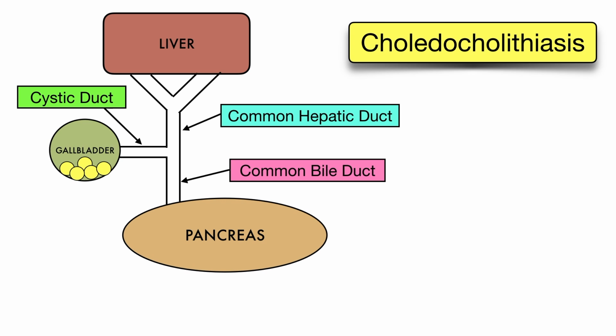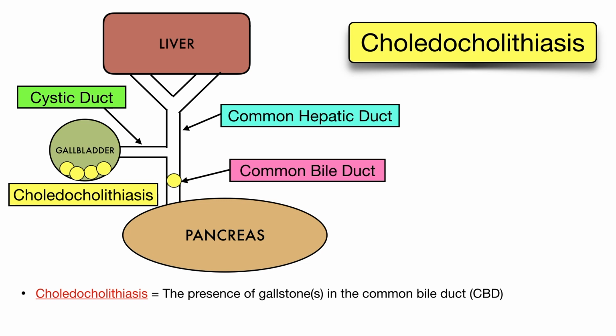And again, the medical terminology videos will be linked in the description if you want a quick review of these medical terms. So we can see we have our gallstones in the gallbladder again. We already talked about how sometimes gallstones can move into the cystic duct. Well, sometimes gallstones can form or move even further down the tract into the common bile duct. This is known as choledocholithiasis, which is the presence of gallstones in the common bile duct.